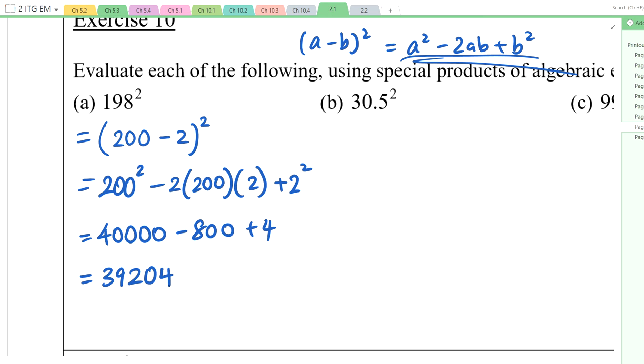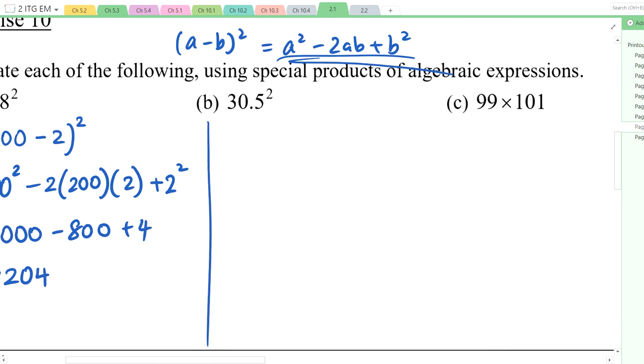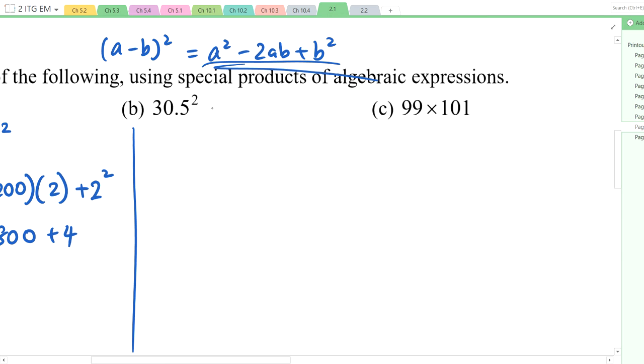So is this method faster or slower, easier or more difficult? It is really up to you to decide. This is just showing you a way of handling 198 square. Okay, we are not going to test you on this. It's like I said, it's just like a puzzle for you to do. Okay, can we give some suggestions for this 30.5? What could we express this as?